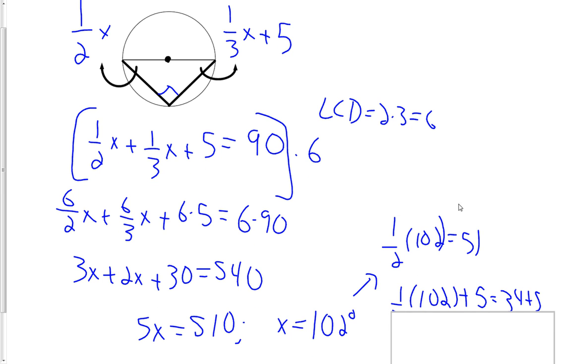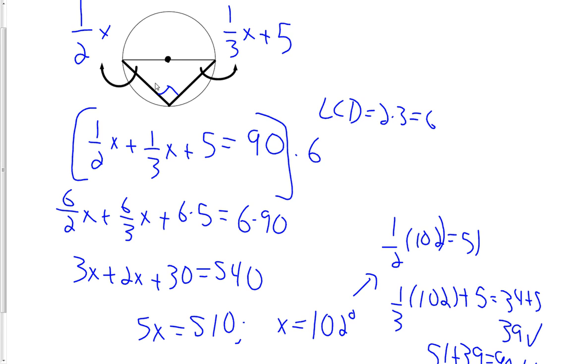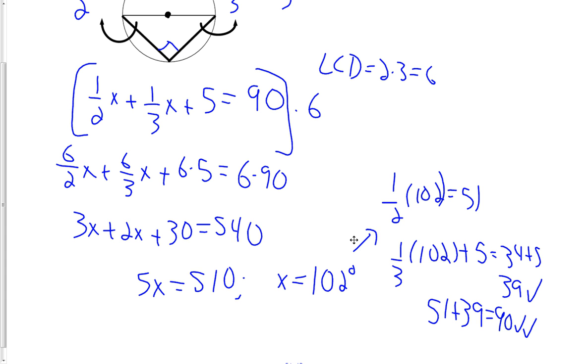So because I got a weird answer, I'm like, well, plug it in, make sure it makes sense. Half of 102 is 51. And then plugging it into the 1/3 to the other side, 1/3 of 102 plus 5 gives us 34 plus 5 is 39. And these two angles add to equal 90 is my double check, hence the check mark.